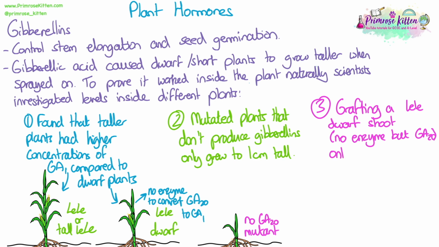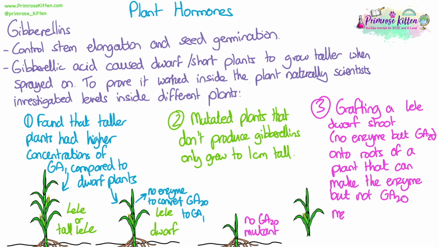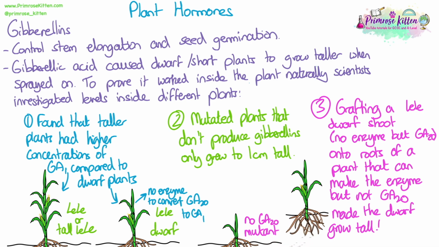So they grafted a dwarf homozygous recessive shoot, which has no enzyme to make GA1 but does have the precursor GA20, onto the roots of a plant that had the mutation that meant it had no GA20 but does have the enzyme to produce GA1 from GA20. So they took our homozygous recessive dwarf plant, the shoot, and grafted it onto the mutant that has the enzyme. It's not homozygous recessive dwarf in the same way, but it has a different mutation that means it doesn't produce GA20. They put that on the bottom, and what they observed was that the shoot was then able to grow really tall.